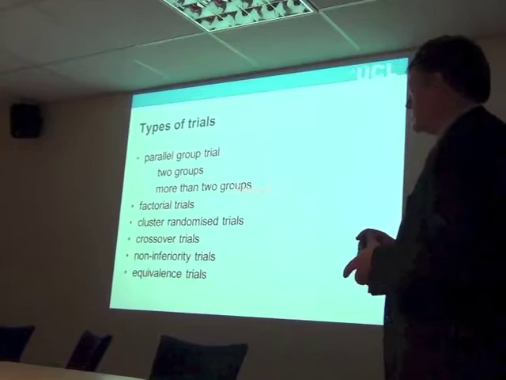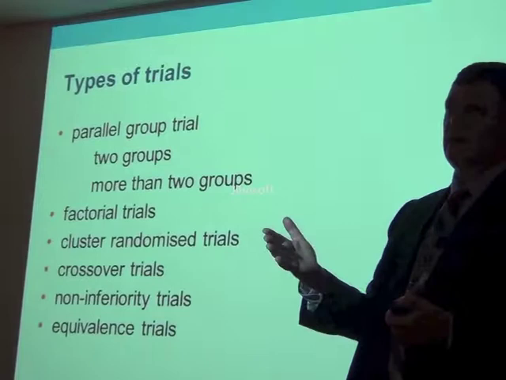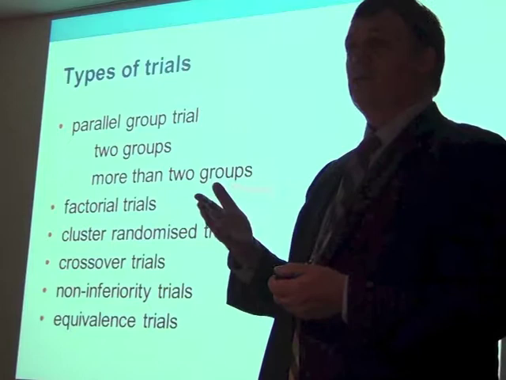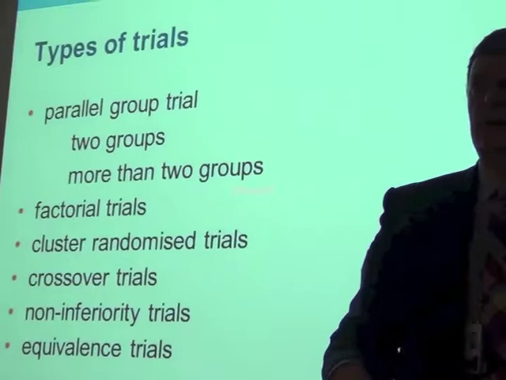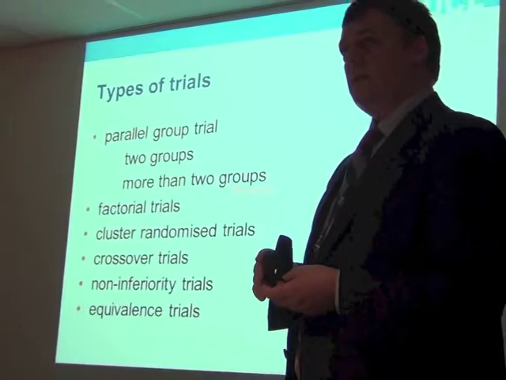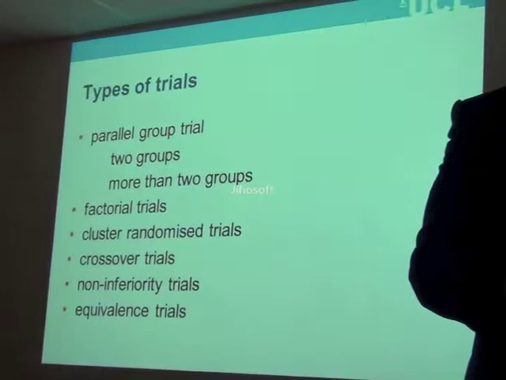But the ones we think about are the parallel group trials with two groups. That's the majority of trials. Something like 80-odd percent of trials reported in the literature are two-group parallel design. But you can have many more than two groups. You can have factorial trials, cluster randomised controlled trials, crossover trials, non-inferiority trials, equivalence trials, all sorts of different trial designs. Cluster randomised step wedge designs I was talking about yesterday. It's a joy to work out. We'll come back and touch on some of those in more detail.